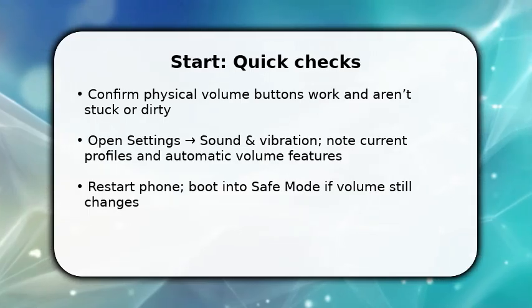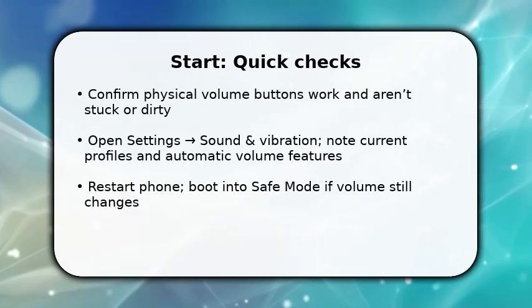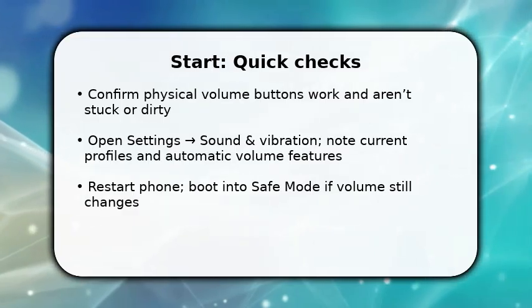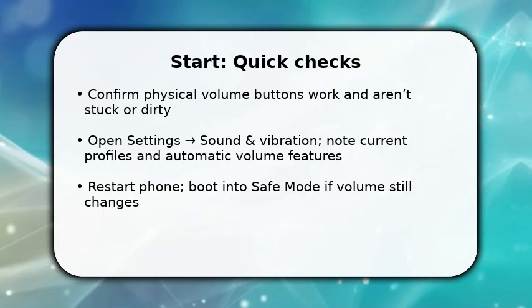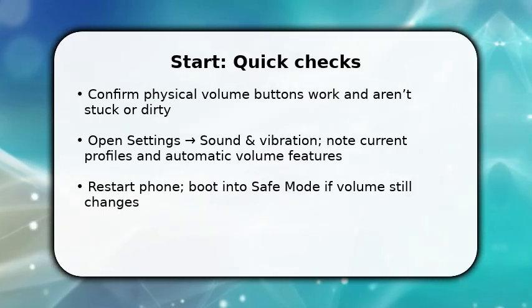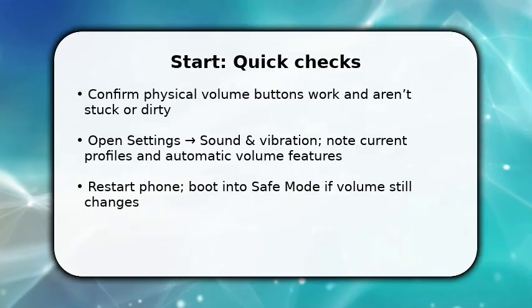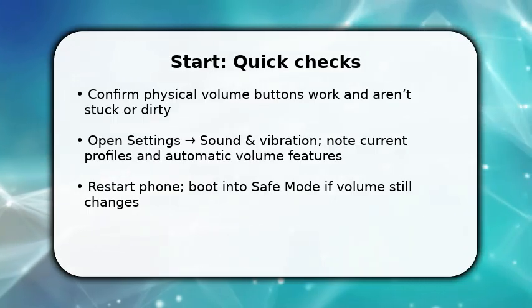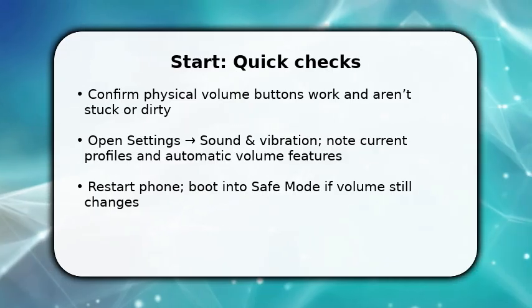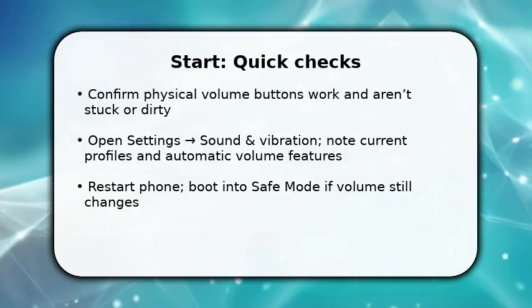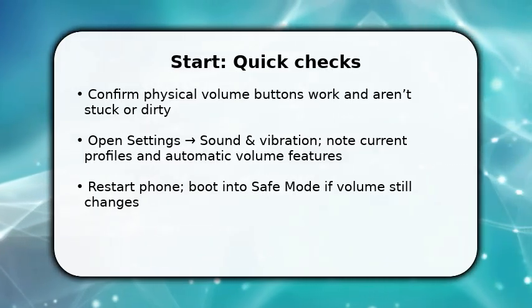You begin by verifying basics fast. Press both volume buttons to confirm they respond, and inspect edges for grime or damage. Next, open Settings, go to Sound and Vibration, and look for any automatic volume or adaptive audio switches. Disable them so the system won't change levels. Once done, restart the phone to clear temporary faults.